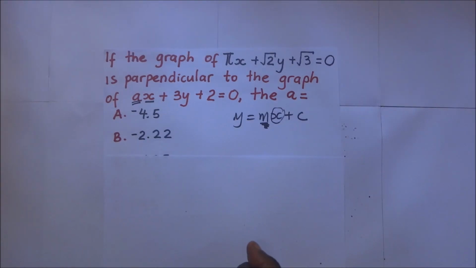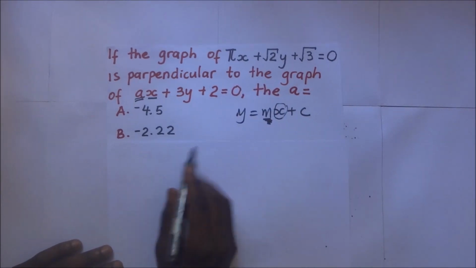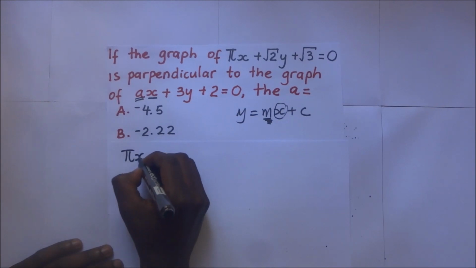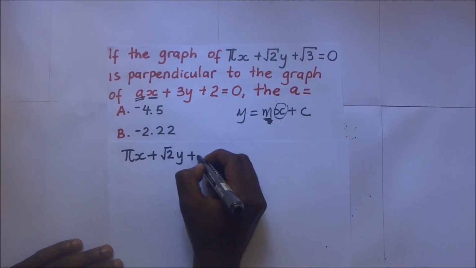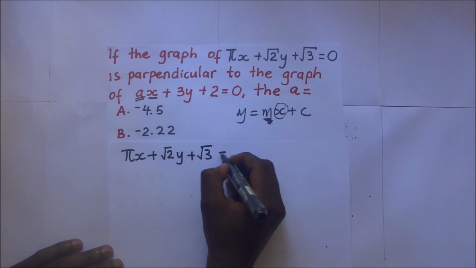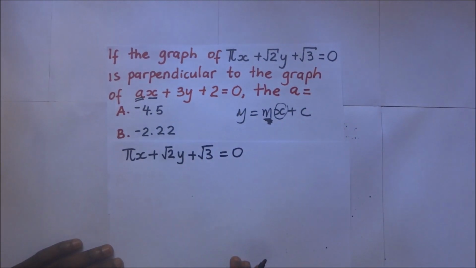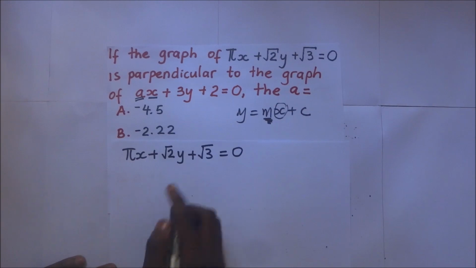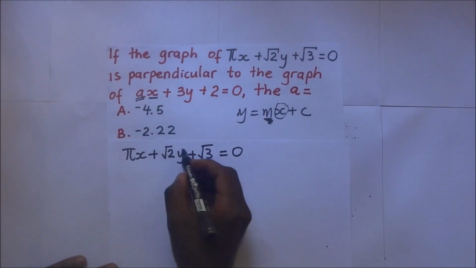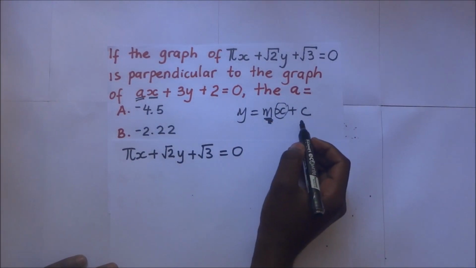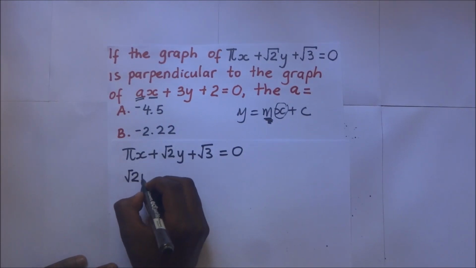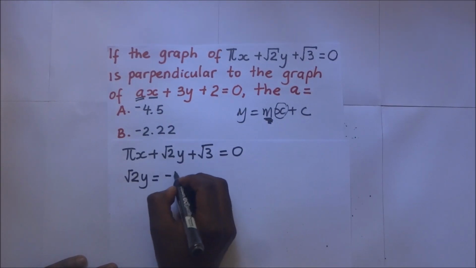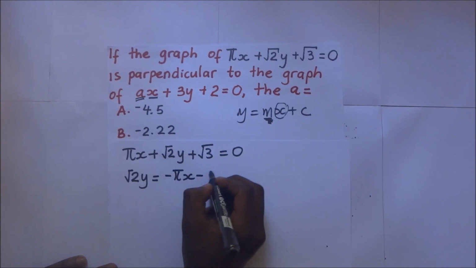So this is going to become this way. So we have pi x plus square root of 2 y plus root of 3 is equal to 0. What we're going to do here is to make y the subject of the formula, so that we convert this equation into the form of y is equal to mx plus c. So this means root of 2 y is going to be given by negative pi x minus 3.